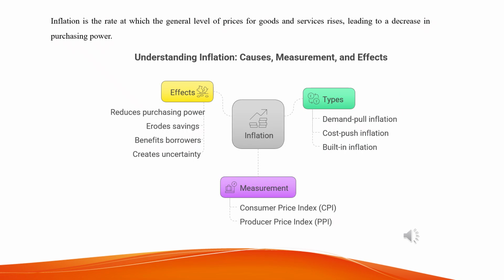Inflation is the rate at which the general level of prices for goods and services rises, leading to decreased purchasing power. It indicates the decrease in purchasing power of a unit of a currency in the given country. It is measured in percentages. It is categorized into three types: demand pull, cost push, and built-in.